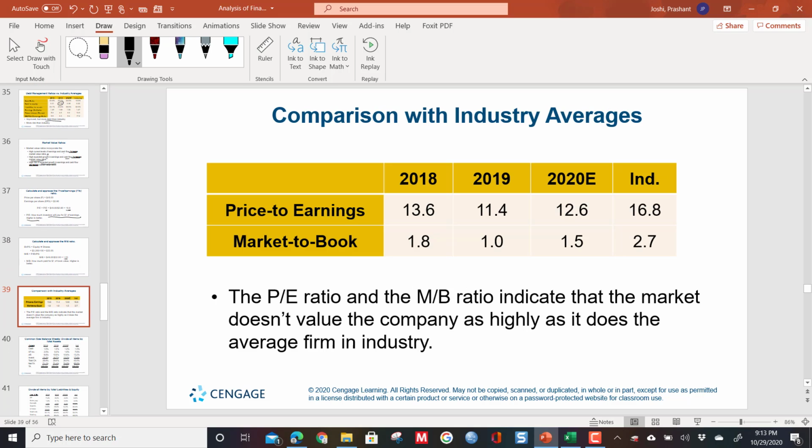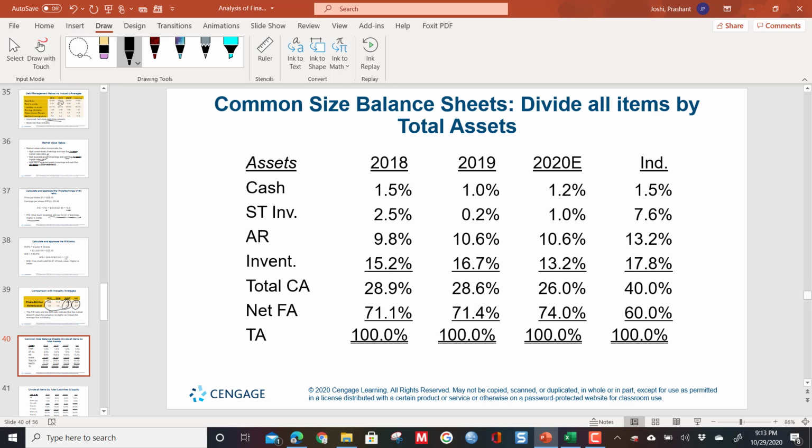If you compare the price earning ratio with the industry, the price earning ratio and market to book ratio indicate the market doesn't value the company as highly as the industry. So you can see the company is not a great performer in terms of industry performance. It's not bad as well, right?